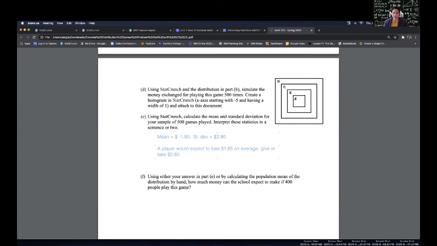And then the standard deviation is telling us give or take $2.80. So remember with the standard deviation, we have the empirical rule, two standard deviations out is usually what happens. So we wouldn't be surprised if, I'm just going to round that $2.80 to $3, if we have -1 and we add $3, we won $2. We wouldn't be surprised if we lost $4. Okay. This is telling us what we would expect.